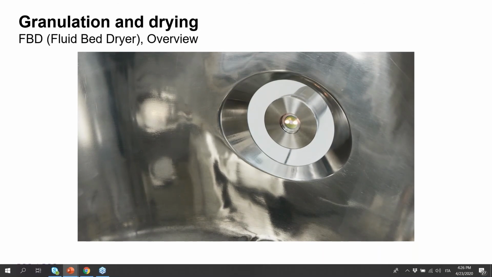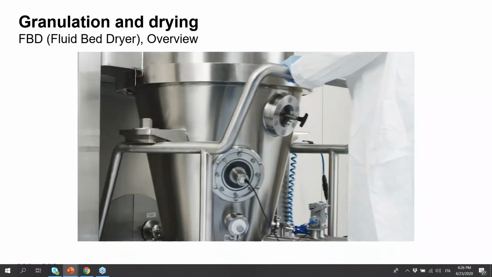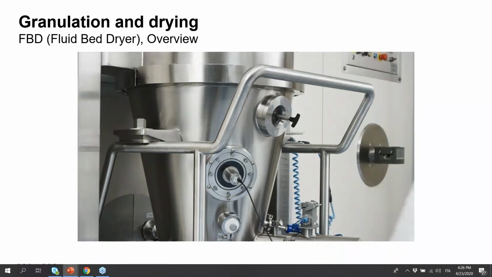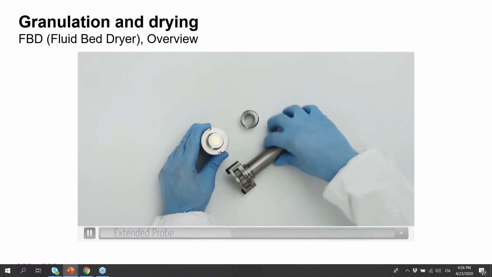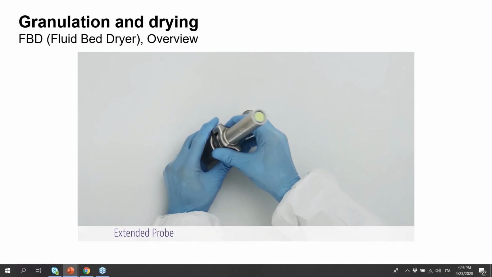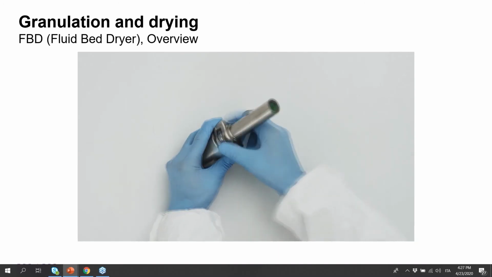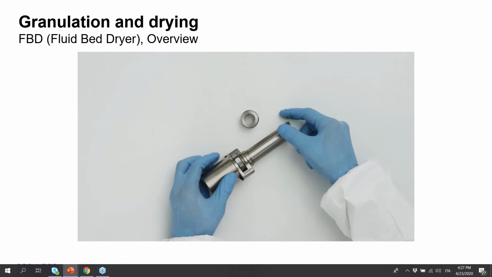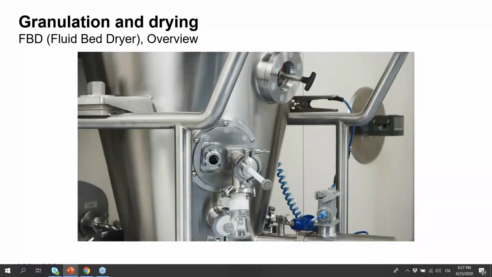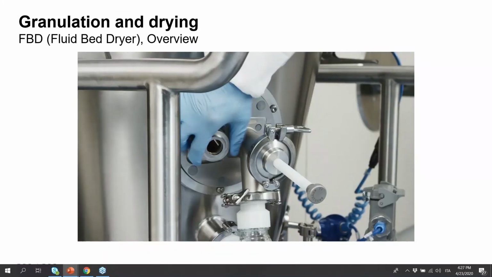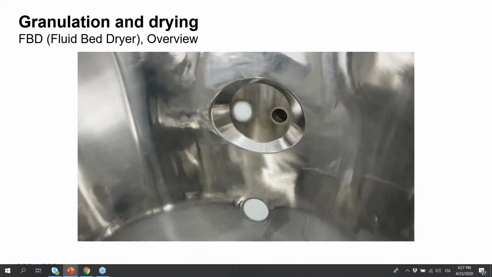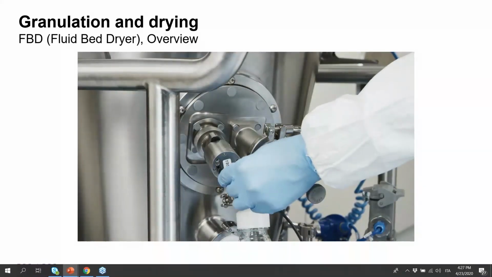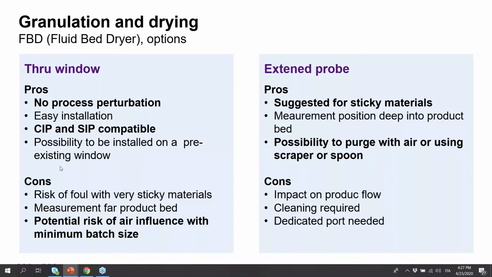As you can see, the MicroNIR is never in direct contact with the product, and this is important for cleaning in place and sterilization in place, because there is just a window that can be cleaned as you like, so the instrument is never really in contact with the material. This is the extended probe that is attached with a sort of screw. And this is how the extended probe is connected into a fluid bed dryer. In this case, you will see there is the shaft of a device that is in direct contact with the material.